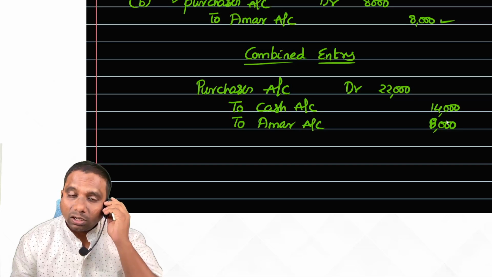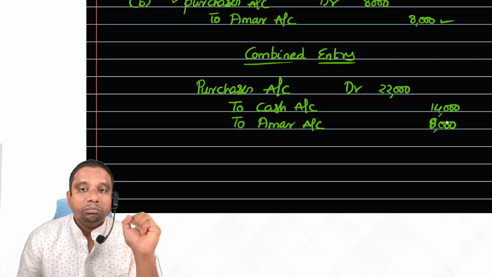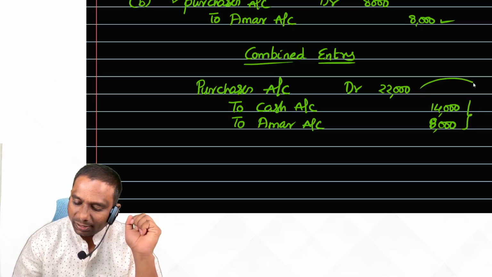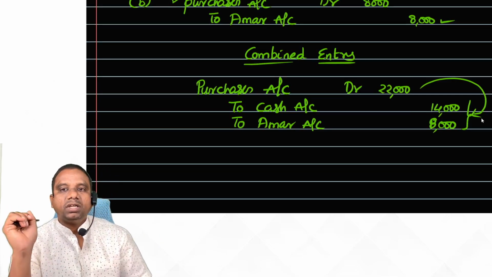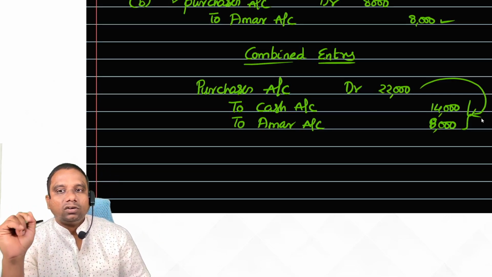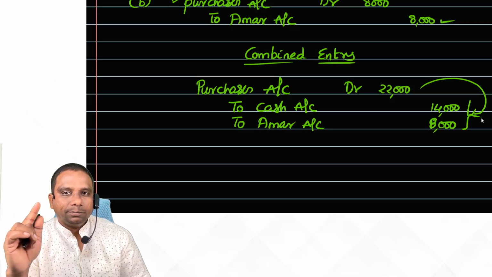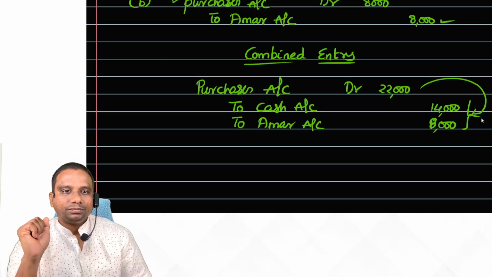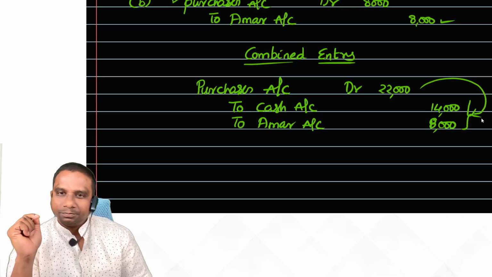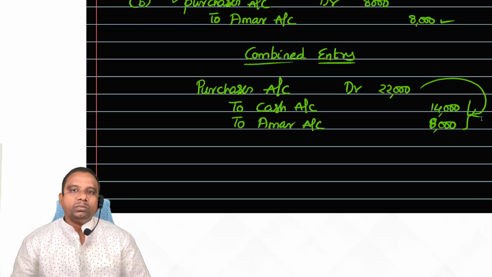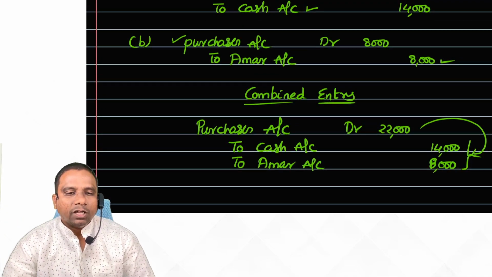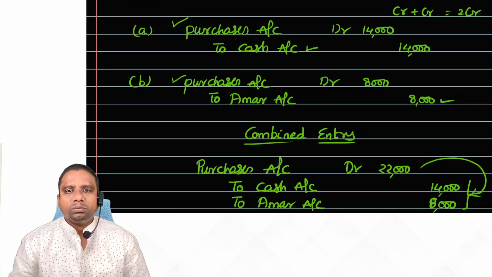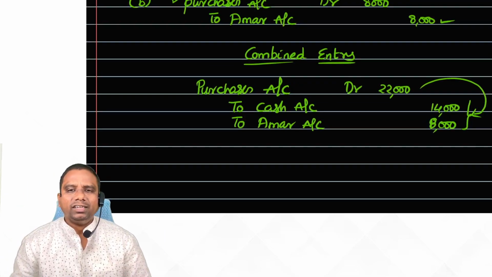While you are writing a combined entry, be careful that debit is always equal to credit. Check whether debit is equal to credit or not. 22,000 debit, credit 22,000. This should happen. Yes or no, students? Yes, sir. This is how we write a combined entry. So, what is the benefit of writing combined entries, sir? Instead of writing two entries separately, we can write one entry.